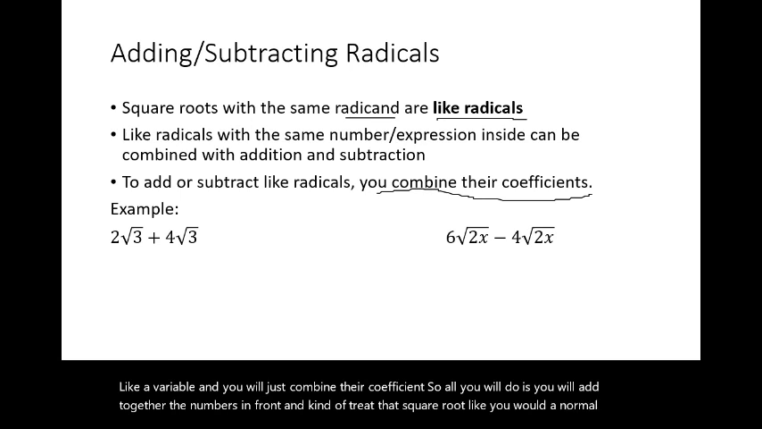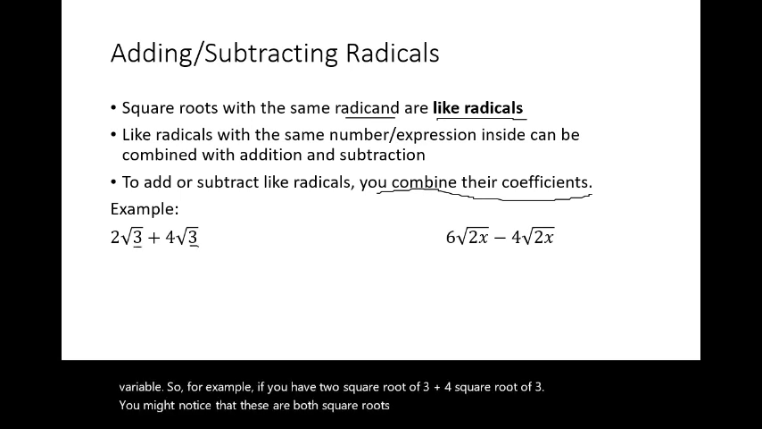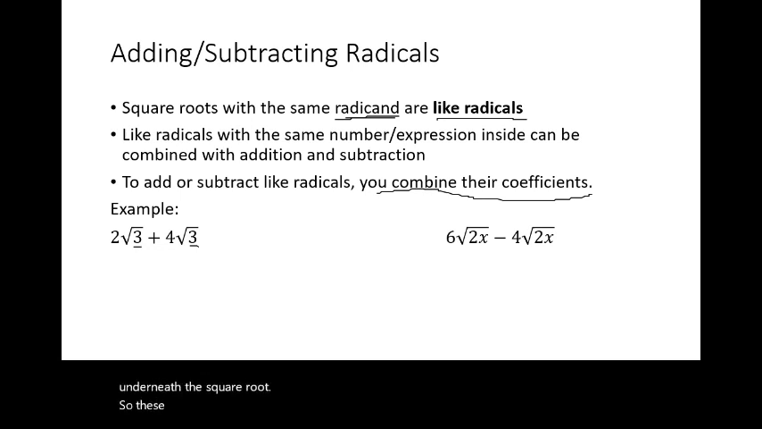So for example, if you have 2 square root of 3 plus 4 square root of 3, you might notice that these are both square roots, and there is a 3 underneath both square roots. So these are two square roots with the same radicand. They have the exact same thing underneath the square root. So these are examples of like radicals.